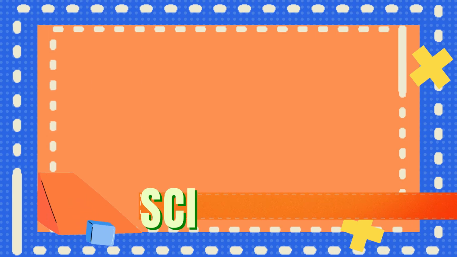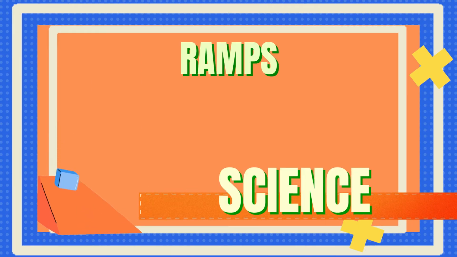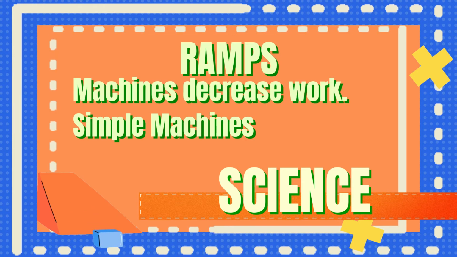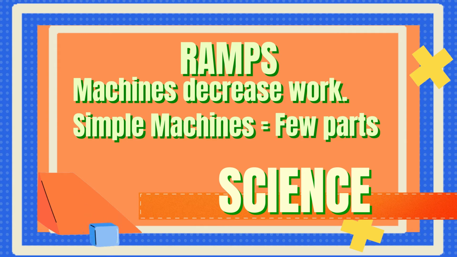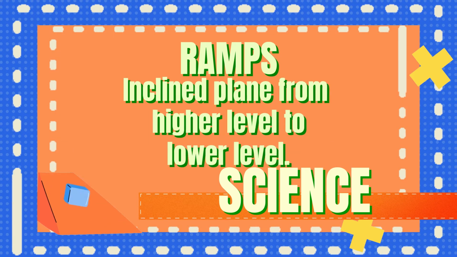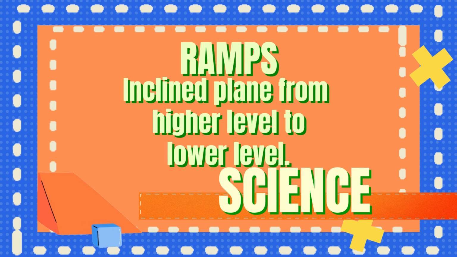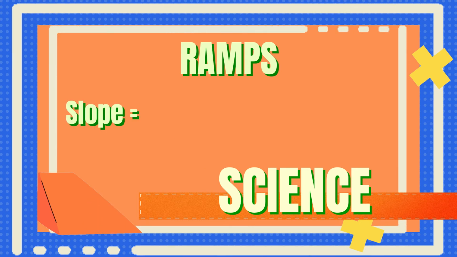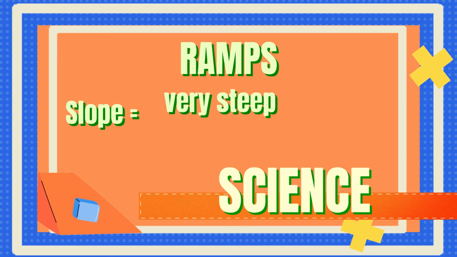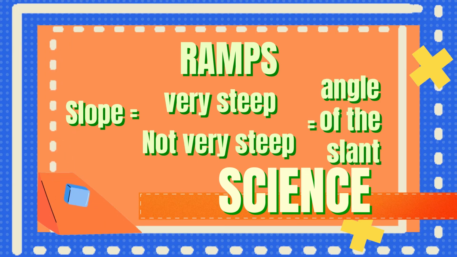To help you design your ramp, here are a few things you should know about the science. Ramps are simple machines. Machines are anything that is used to decrease work, and simple machines are machines that don't have very many parts. A ramp is just an inclined plane that connects a higher level to a lower level. The incline of a ramp is called the slope, and it can be very steep or not very steep, depending on the angle of the slant.